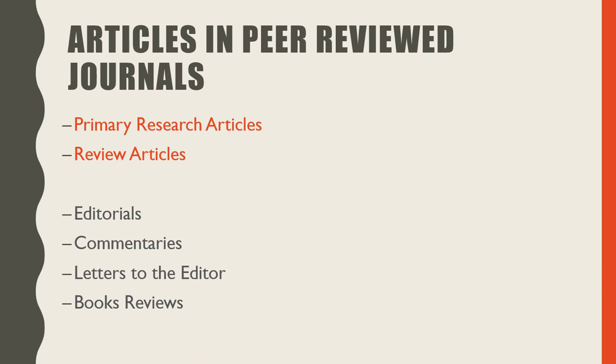It's important to point out that not all articles in a peer-reviewed journal are peer-reviewed. There's the primary research, that empirical research, the quantitative and qualitative studies. There are the review articles, the secondary literature that appraises or gathers information based on the primary research. However, there are also editorials, commentaries, letters to the editor, and book reviews. The latter should be avoided when you're doing your assignment. Stick to those primary and review articles.